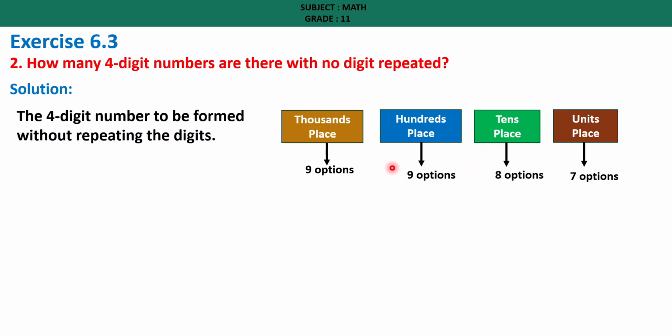In the tens place, we have to exclude the 2 options which we have used already, so it will be 8 options. In the units place, 7 options. Therefore, this is the traditional method. Now let us verify using the formula.